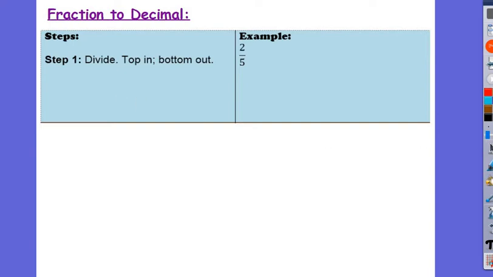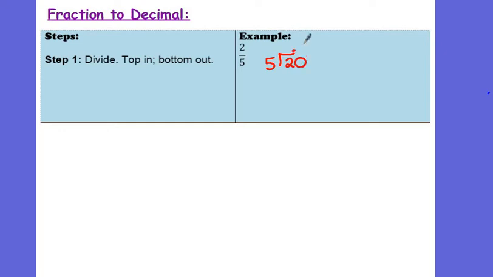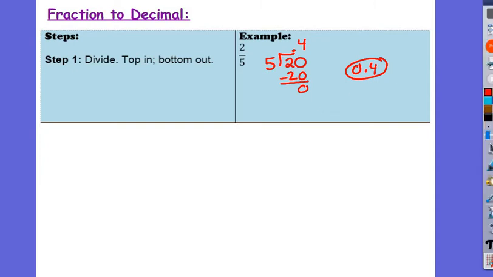So our example is 2/5. We need to change that to a decimal. So we need to divide this. Top goes inside the house. So 2 goes in, 5 is out. 5 needs to go into 2, but it can't. So I'm going to add a decimal and a 0. 5 into 20 goes 4 times. 4 times 5 is 20. Nothing left over. So 0.4 is our final answer. Okay, moving along.